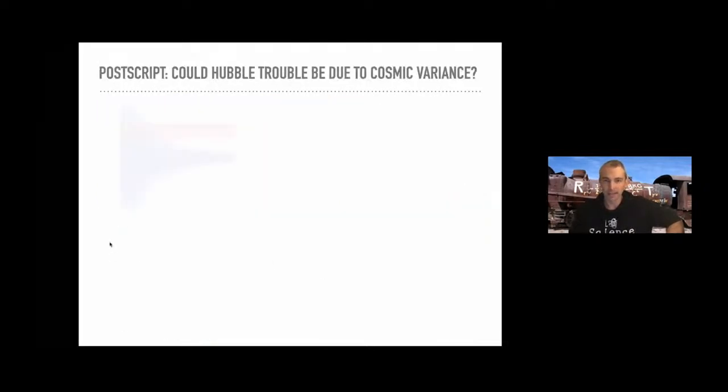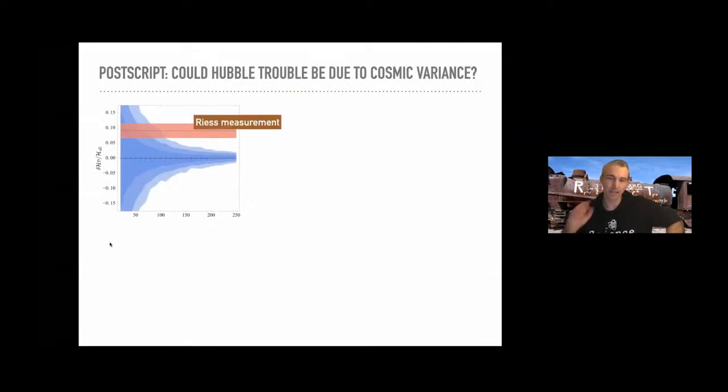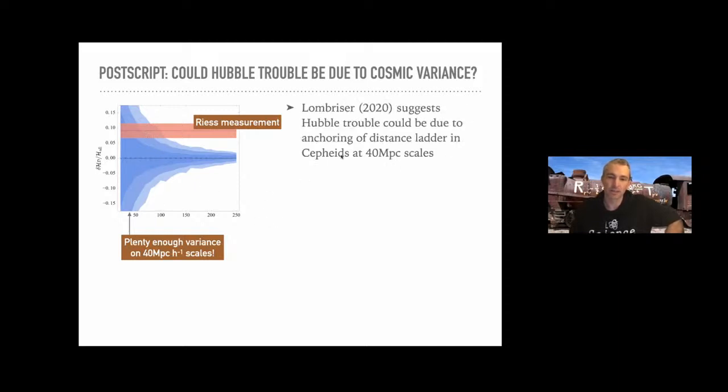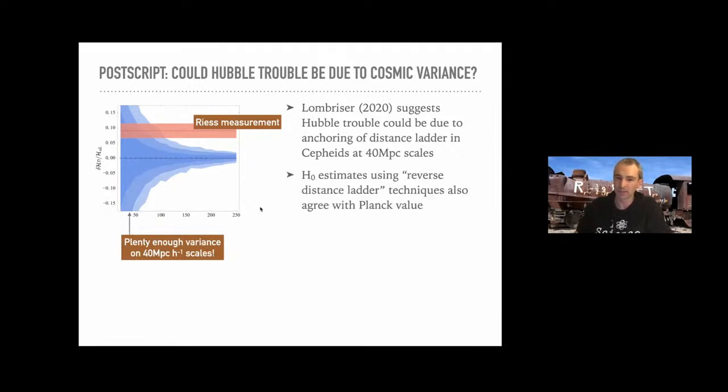Our little postscript is actually that I'm not convinced this Hubble trouble is not due to cosmic variance. There seems to be a bit of a consensus emerging that one of the problems with the local measurements is that you actually anchor the distance measurements in quite small scale things. So there's a paper, for example, this year that suggests that part of the trouble might be that these local distance measurements, although they're measurements out to 100 megaparsec, are calibrated with more local distance indicators that are anchored at these 40 megaparsec-ish scales. And at those scales, there's plenty of cosmic variance to help you solve this Hubble constant problem.